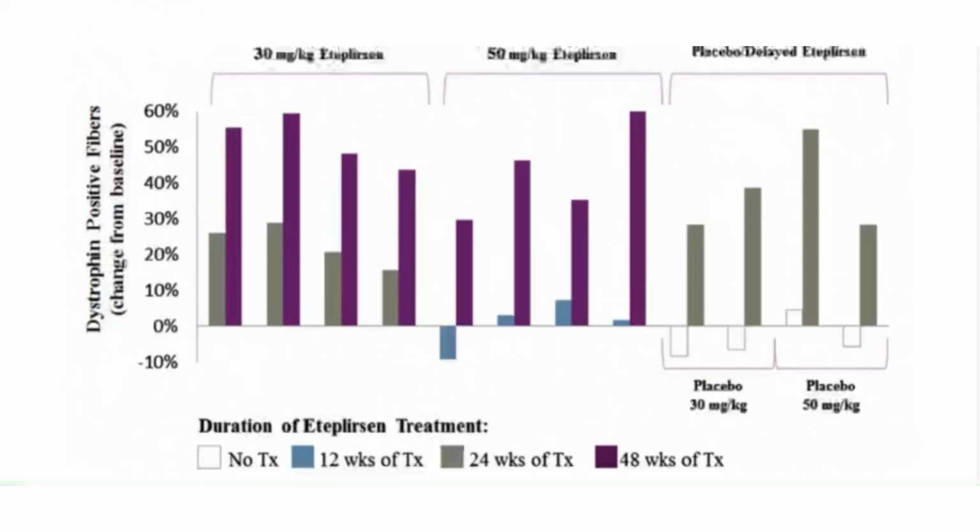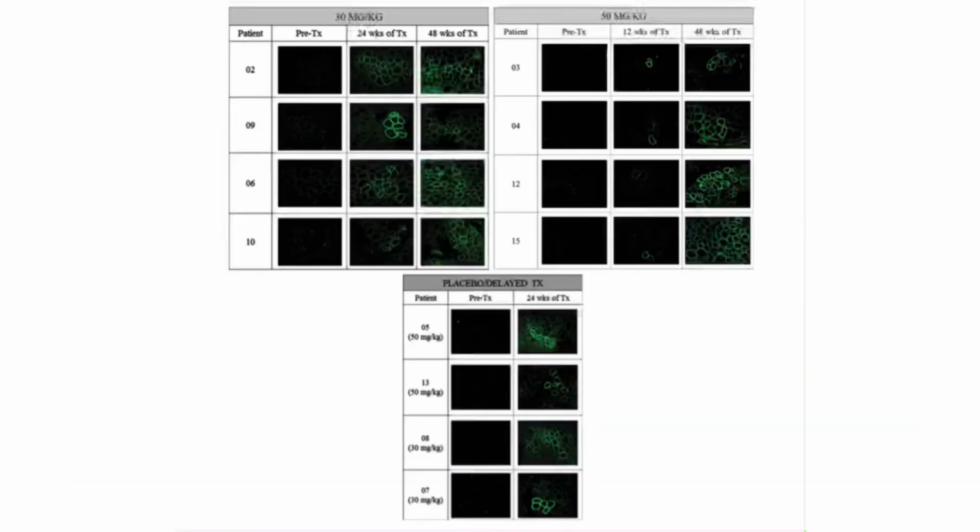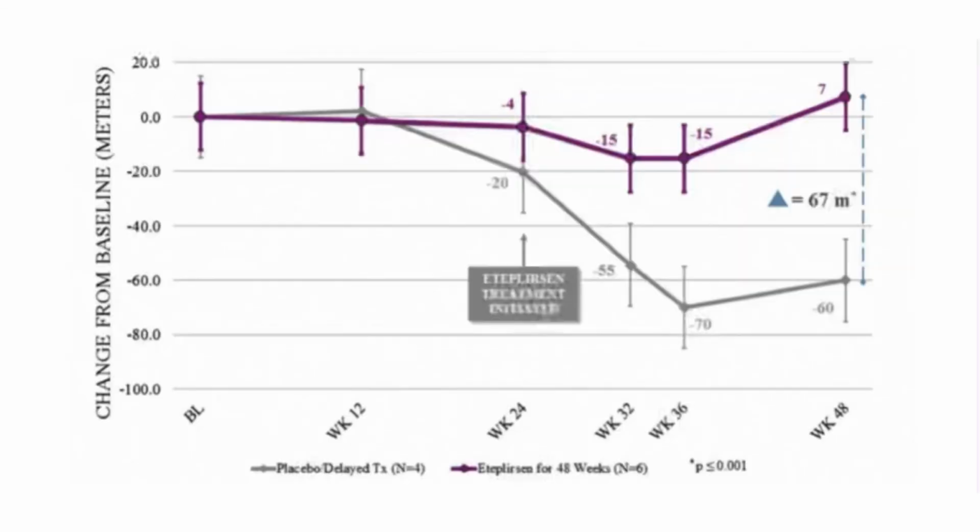This graph shows that after at least 24 weeks of eteplirsen treatment, all cohorts had at least a 25% increase in dystrophin levels from baseline. Here is an image analysis showing increased fluorescent, stained dystrophin after specific times of treatment. This graph shows the functional efficacy of eteplirsen in a 6-minute ambulation test that investigates eteplirsen's effects on walking.